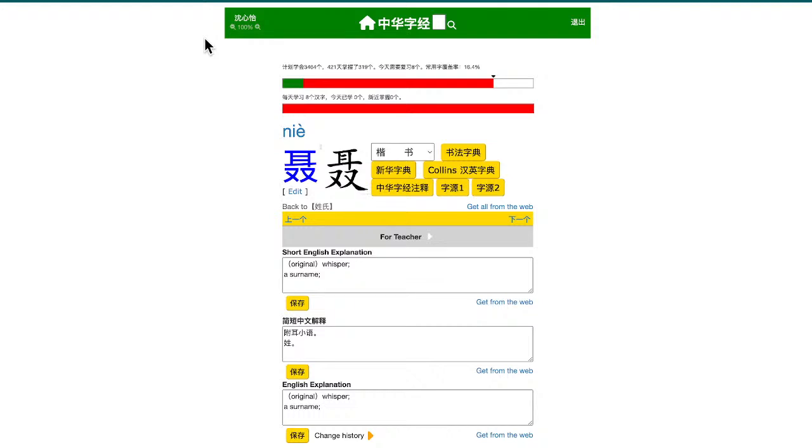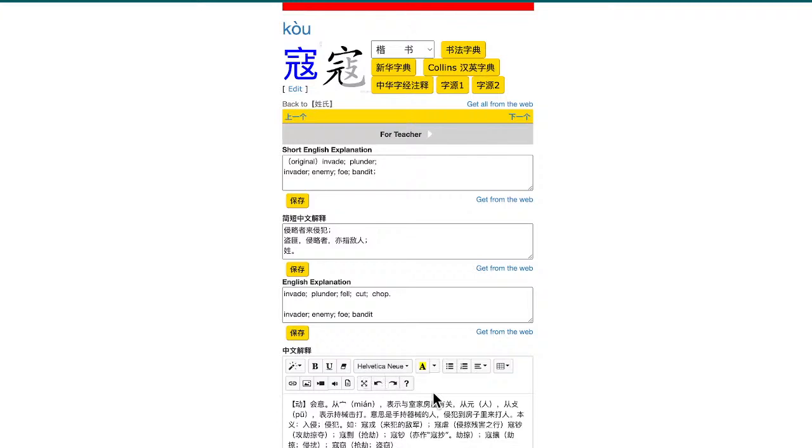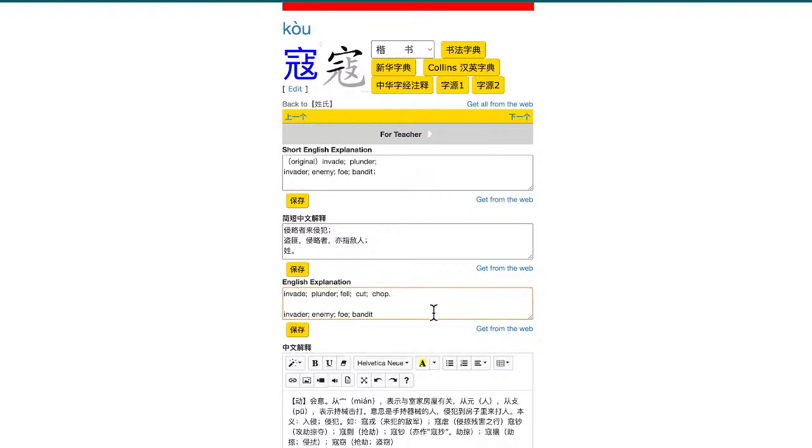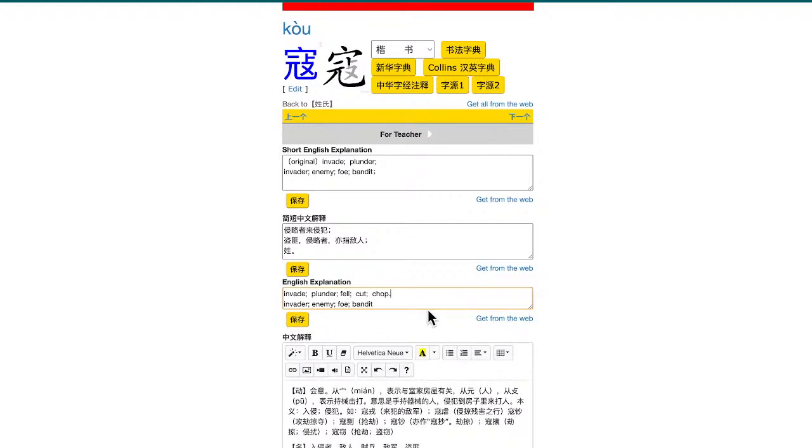Okay, so that's a lot of surnames, the origin is coming from that. That's why you got a lot of these characters, originally referring to the names of those feudal states. So next one is 寇. Now 寇, the original meaning is invade and plunder, or used as a name, it means invader, enemy, foe, bandit.